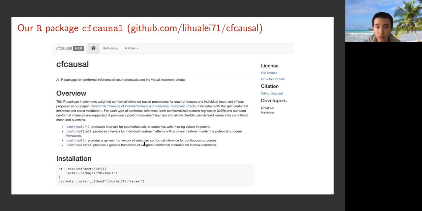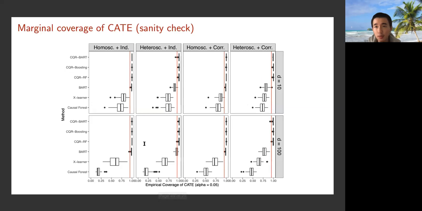learners for the conditional quantiles, including quantile random forest, quantile boosting, and quantile regression from some Bayesian methods. But if you want to use your own favorite method to estimate these quantiles, we also have a generic interface where you only need to write a snippet of code, and then you can apply that in our package and run it. Okay, so that's about the software.